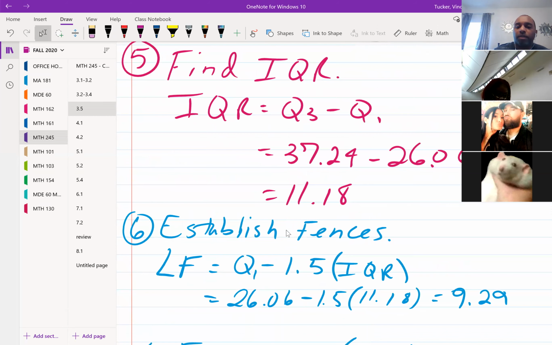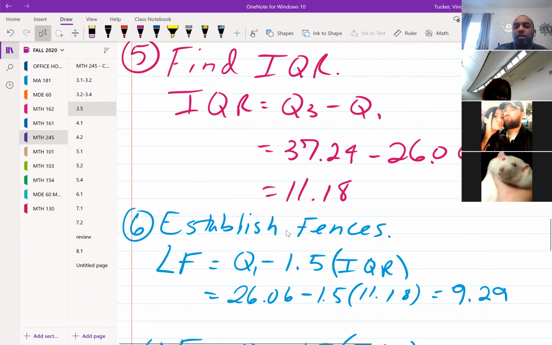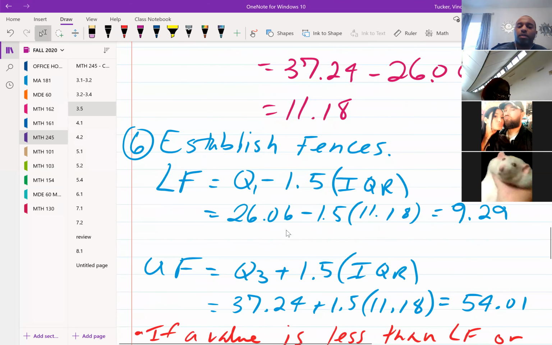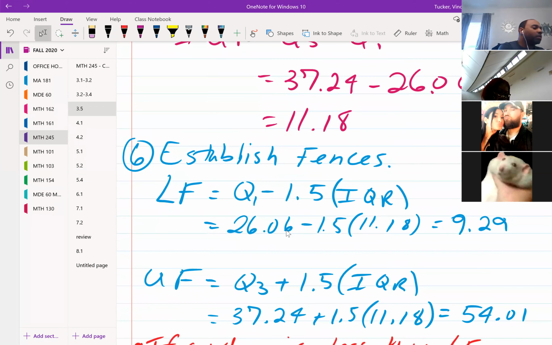And we establish our fences by using the IQR. So the lower fence, Q1 minus 1.5 times the IQR, that will give us 9.29 once you've done your calculation. And then the upper fence, Q3 plus 1.5 times IQR. That'll give us 54.01.